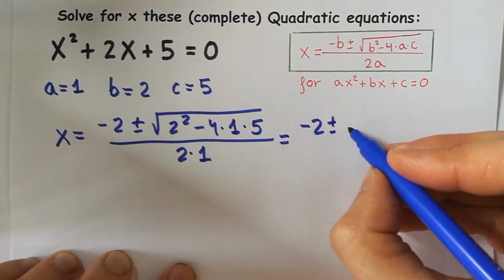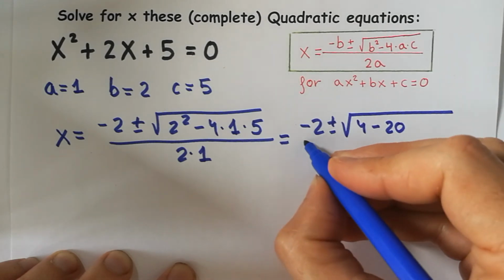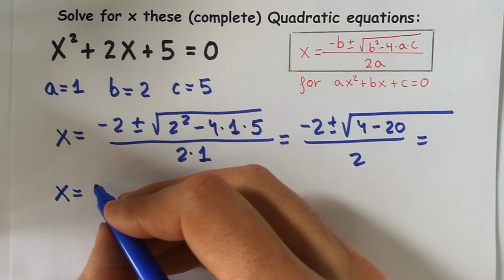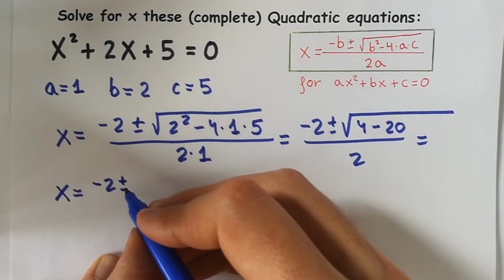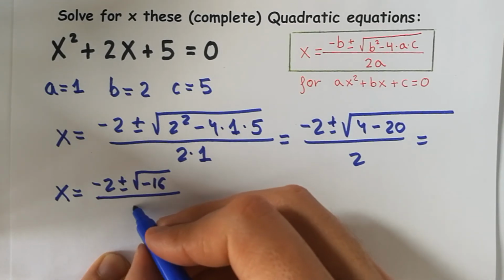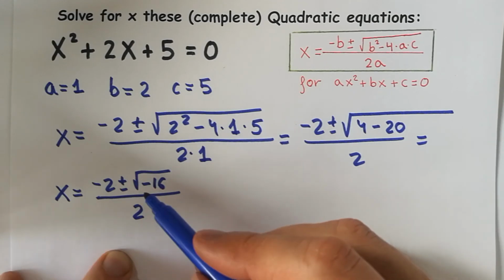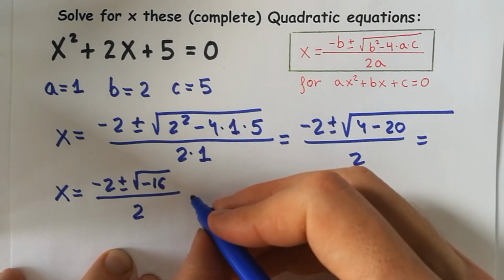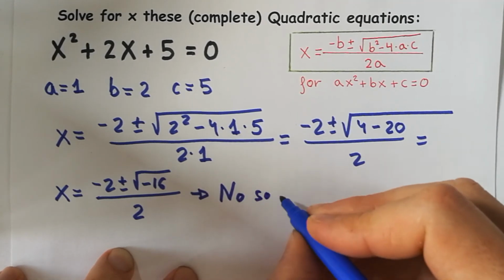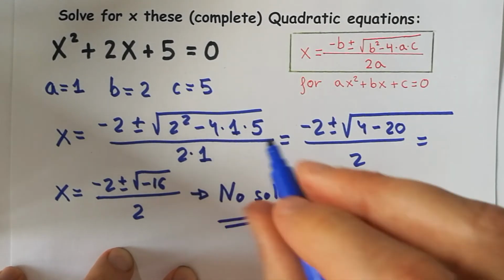If we do the operations, we get the square root of 4 minus 20 over 2. And we're going to get to this strange thing because the square root of minus 16 has no solution. We have no number that multiplied by itself gives us minus 16. So here we cannot go on. We say there is no solution for this quadratic equation.